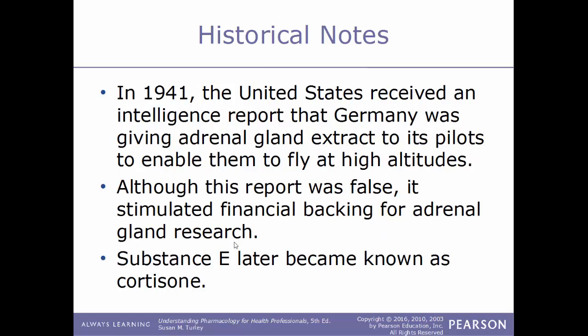Now, in 1941, the U.S. received an intelligence report that Germany was giving adrenal gland extract to its pilots to enable them to fly at higher altitudes. Now, even though the report was false, it stimulated financial backing for adrenal gland research. And then later, substance E became known as cortisone.